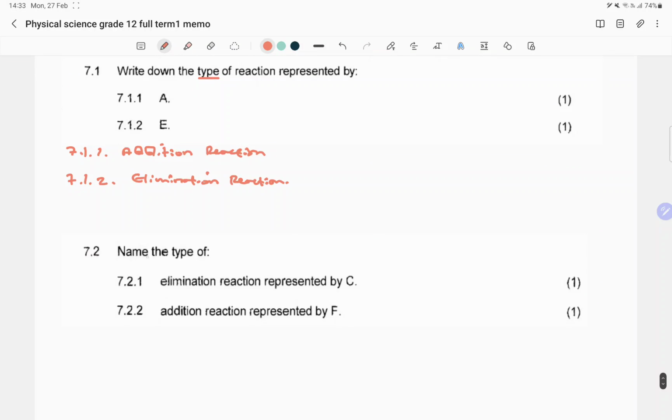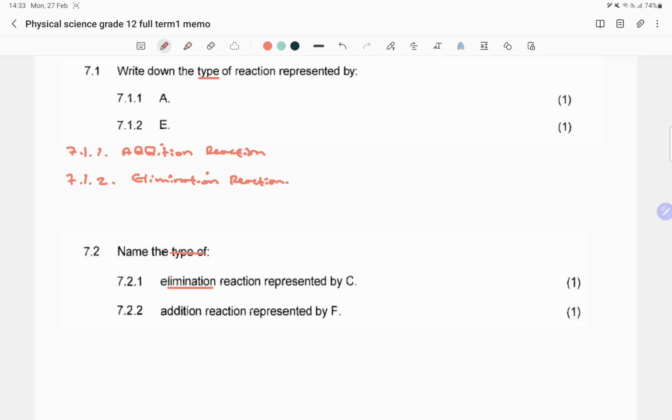Now, name the type, okay, of elimination. Again, now you see you're saying type and you're mentioning a type again. That for me is tautology. So I would say, okay, guys, these people are not serious. I'm scratching that. It's not necessary.